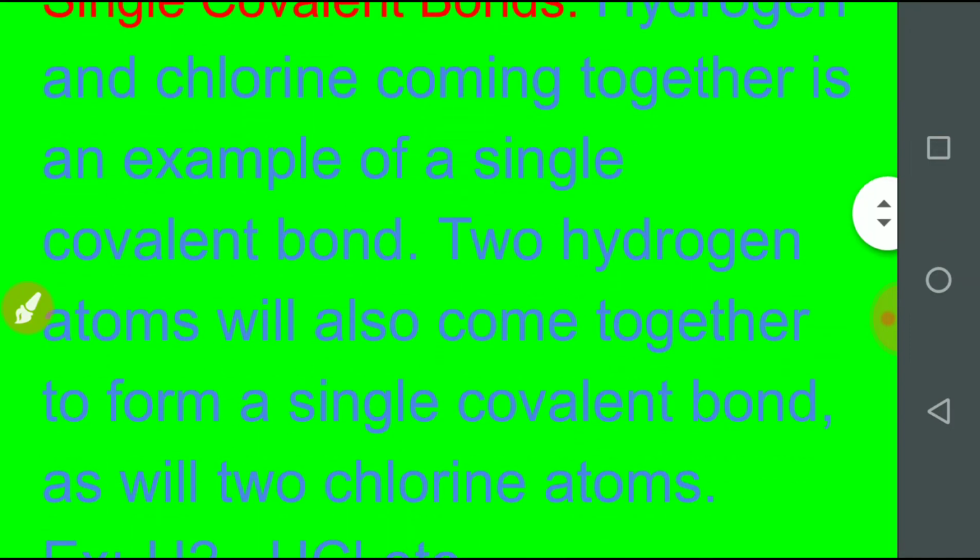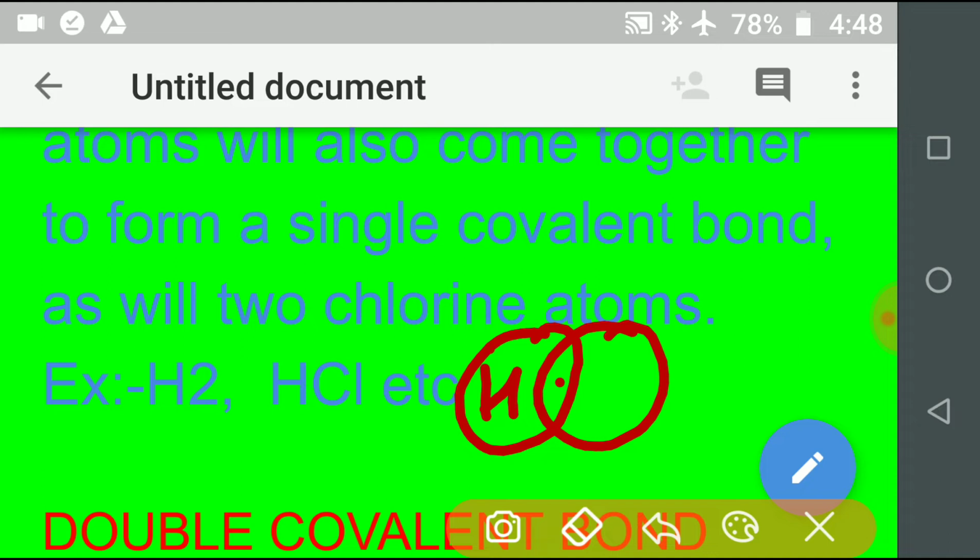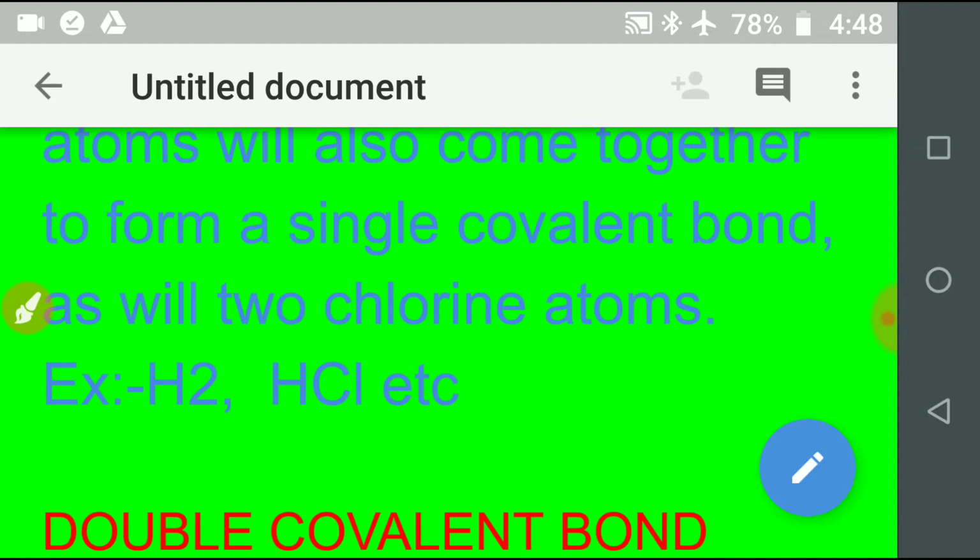Now, one more example, HCl. Here, hydrogen and chlorine have the configurations 1 and 2, 8, 7. Hydrogen shares 1 electron, and at the same time chlorine also shares 1 electron to form a covalent bond, that is a single covalent bond. Therefore HCl is also an example of a single covalent bond. Once again, a single covalent bond is a covalent bond formed by the mutual sharing of one pair of electrons between two atoms.